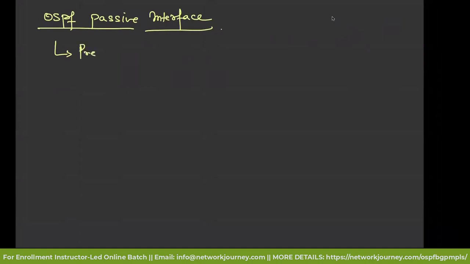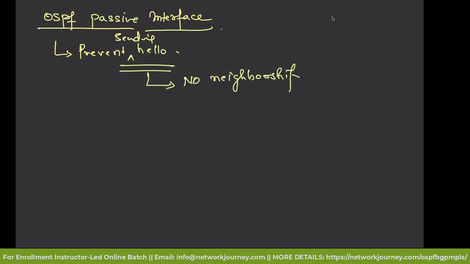After this, OSPF passive interface. If you make any interface passive in OSPF, it's going to do two or three things. It's going to prevent hellos on that interface, so it's going to prevent sending hellos basically. If you do not send hellos on a particular interface, what is the end effect? It will not make a neighborship. The OSPF process is still going to be there, but no neighborship over that interface. It's going to prevent your updates as well, so your LSAs will not go over that interface.